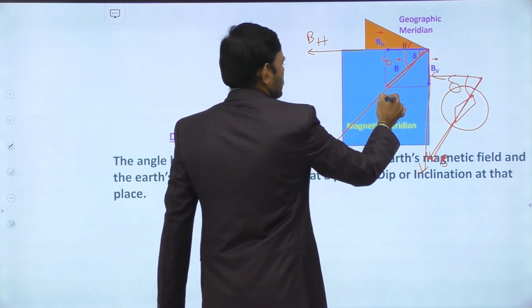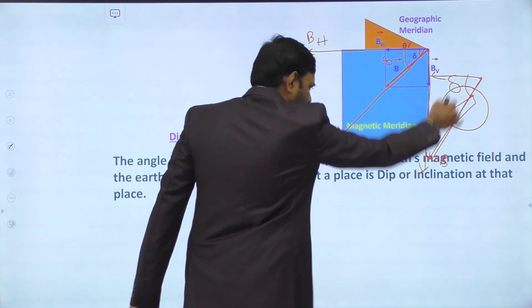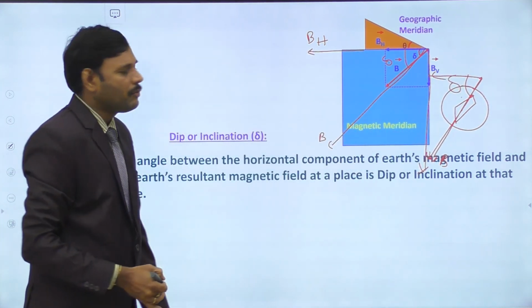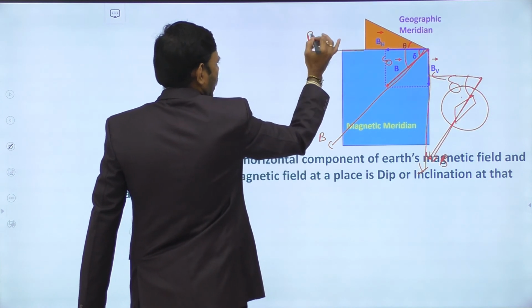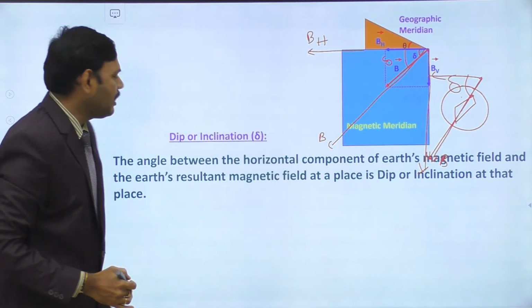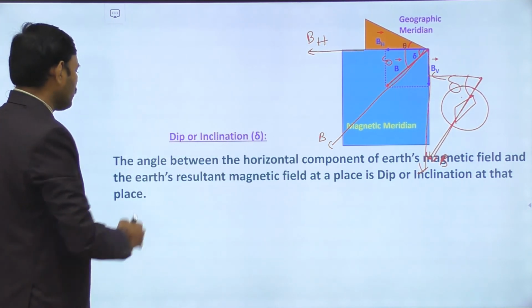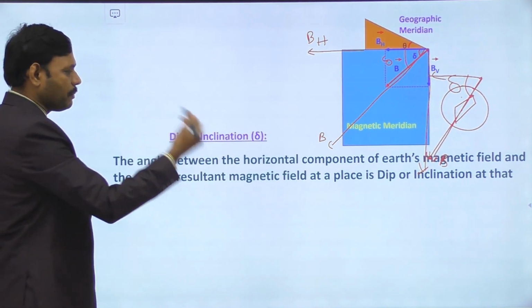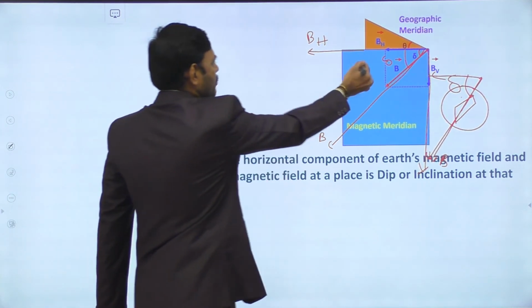Because along this direction a freely, vertically suspended compass needle aligns. So along this direction we have the earth's magnetic field, and this is the horizontal surface of the earth. Along this direction we have the horizontal component of earth's magnetic field. Then the angle between the horizontal component of earth's magnetic field and earth's resultant magnetic field at a place is known as angle of dip or angle of inclination. That is denoted by delta here.